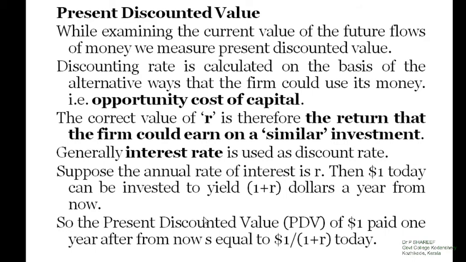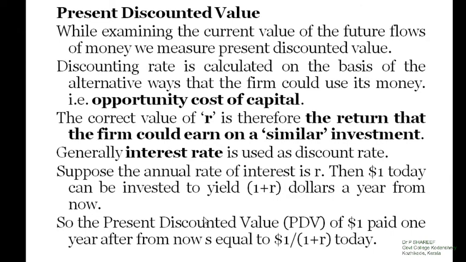The basis of this selection is the opportunity cost of capital. The correct value of discounting rate R is therefore the return that the firm could earn on a similar investment. Interest rate is generally used as a discount rate while measuring the net present value. Suppose the annual rate of interest is R. Then $1 today can be invested to yield 1 plus R dollars a year from now.